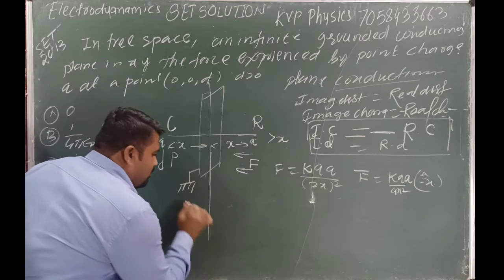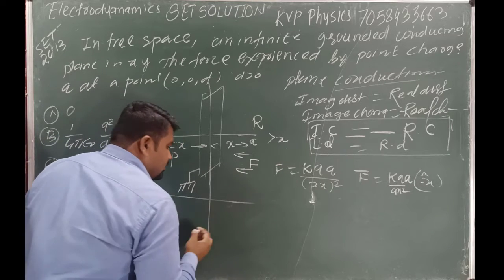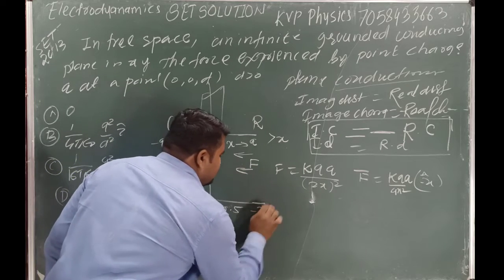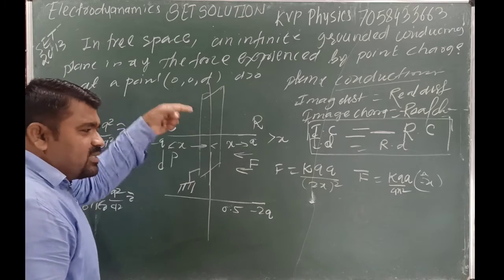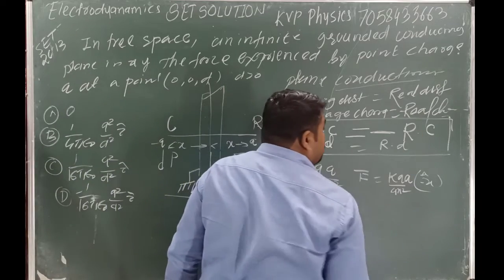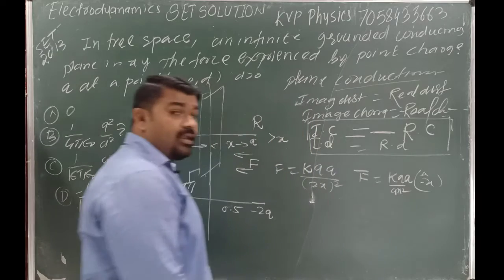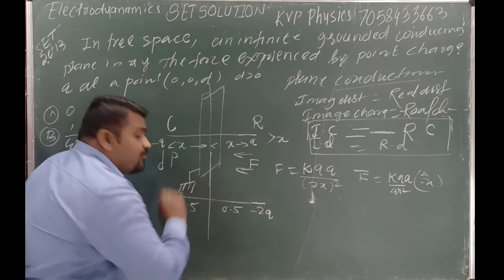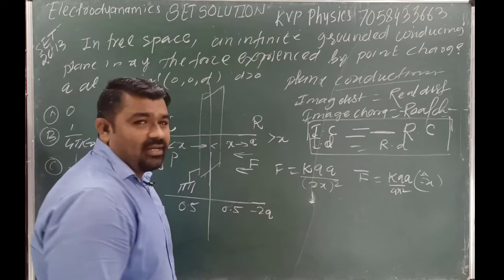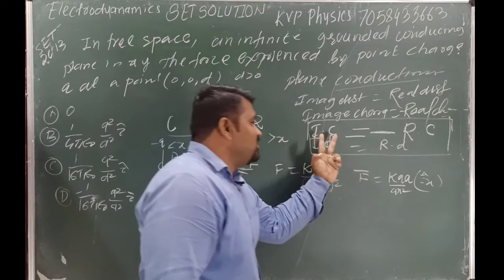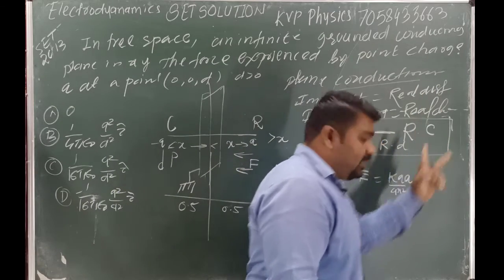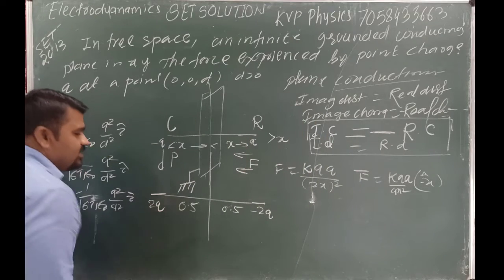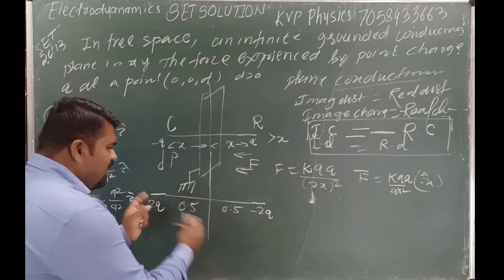Suppose we take the next example. Suppose we place a minus 2q charge at a 0.5 distance. The system is a plane. The relation: image charge is equal to minus real charge, and image distance is equal to real distance. Here the distance is 0.5, and here also it is at 0.5 distance. Here the real charge is minus 2q, so the image charge is minus into minus 2q, which is plus 2q.